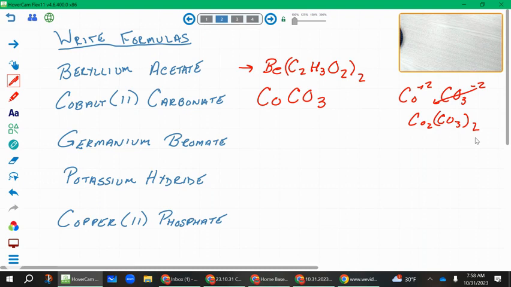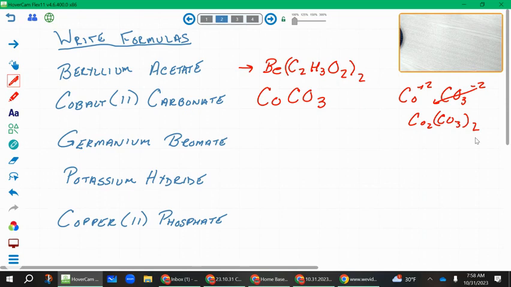No, cobalt, not copper. Okay, be careful. Cobalt, not copper. Okay, and the Roman numeral of 2 means it's a +2. You can do the crisscross method, but then you have to reduce these. That's how she ended up with CO3.